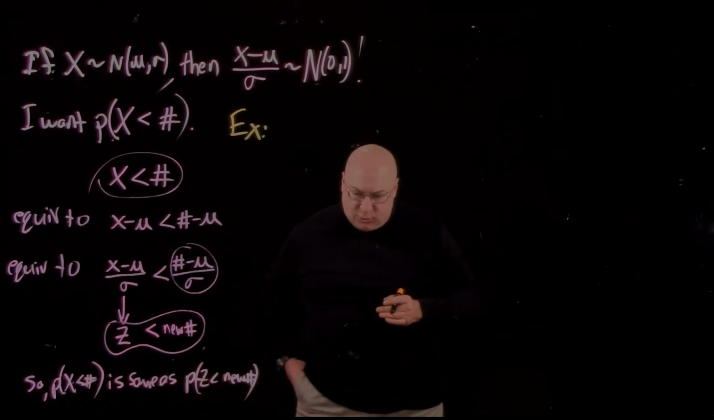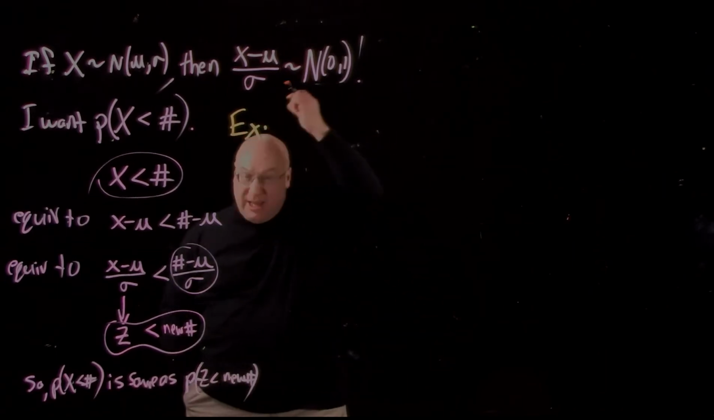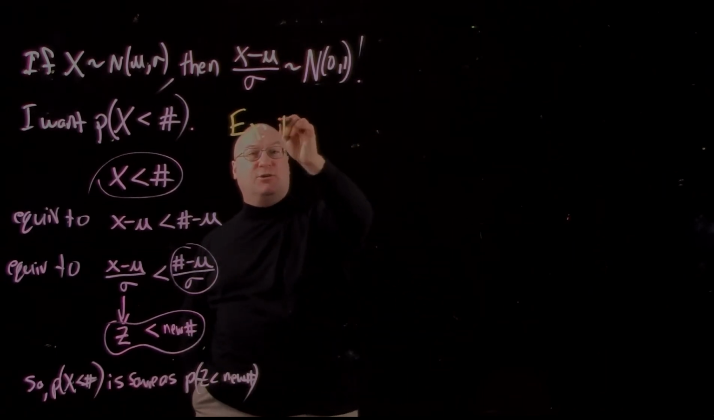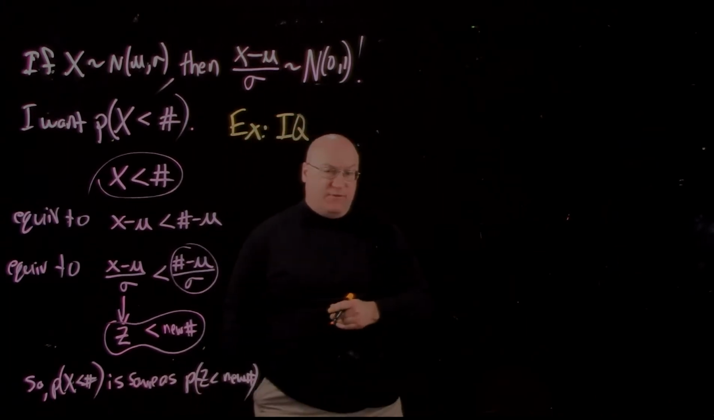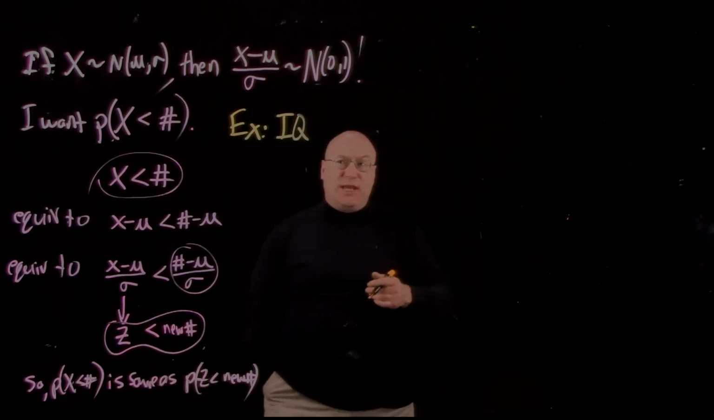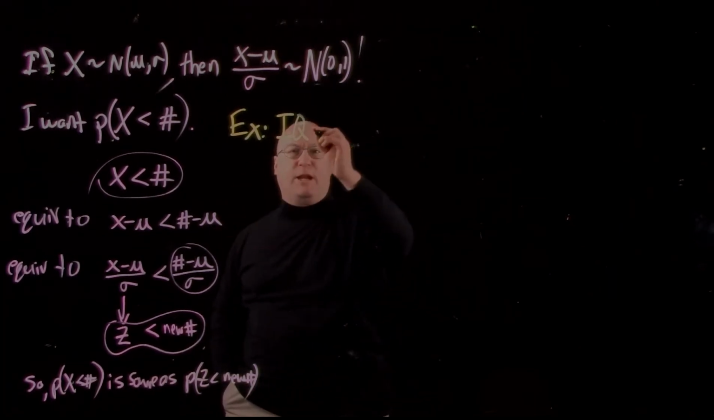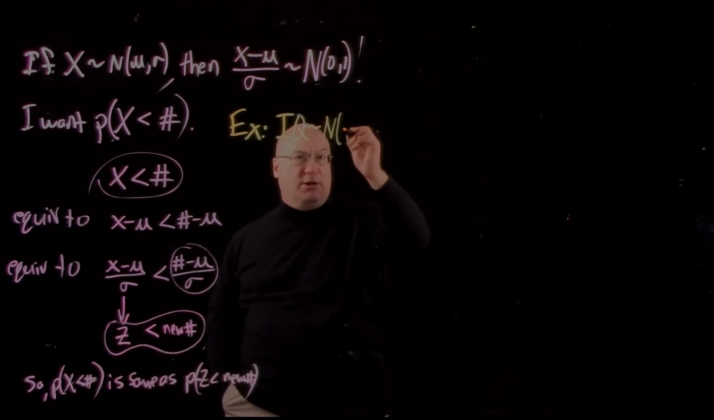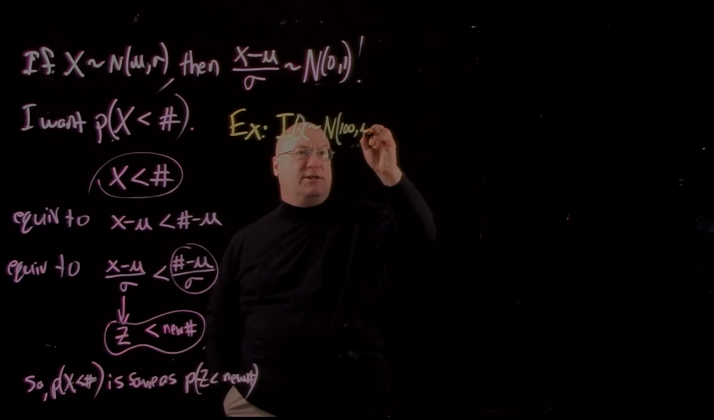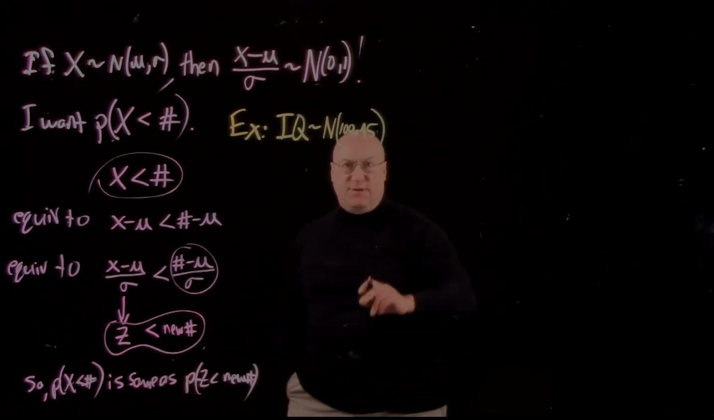Find the probability that a randomly chosen person will have an IQ less than 94. If we have that IQs are normally distributed with mean 100 and standard deviation 15, like I saw last time, what we're saying is that if we let IQ represent the random variable of an IQ of a randomly chosen person, this will have a bell curve, be normally distributed with mean 100 and standard deviation 15.